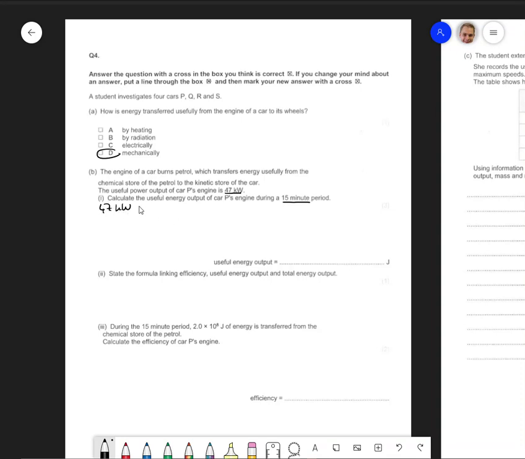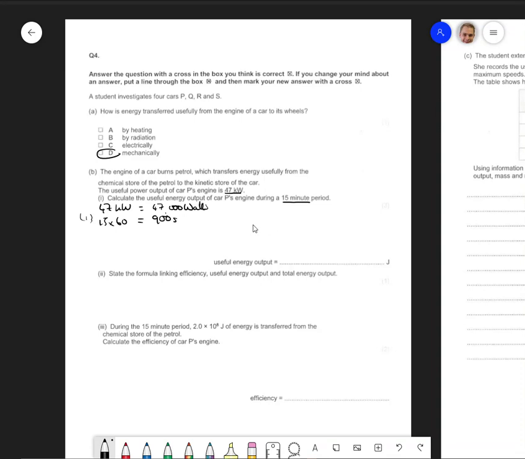47 kilowatts is equal to 47,000 watts. Okay, there's a mark for doing that. Or 15 times 60 is equal to 900 seconds. So there's going to be one of those. We have to do the conversions because this is in joules. It's not in kilojoules, so we have to do these conversions. So that's one mark. The second mark is for substituting it into the equation that you're given.